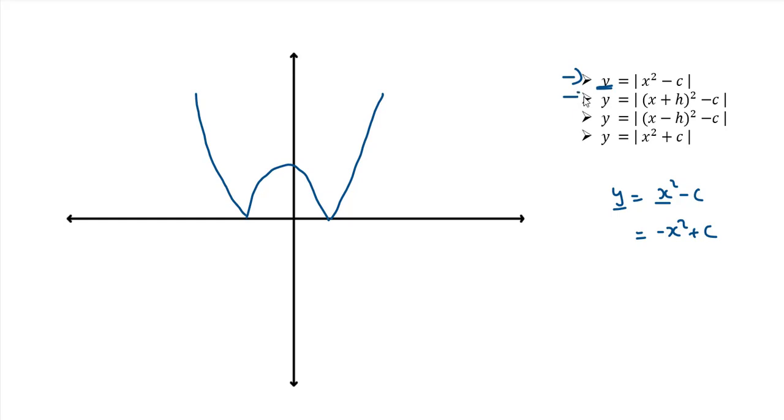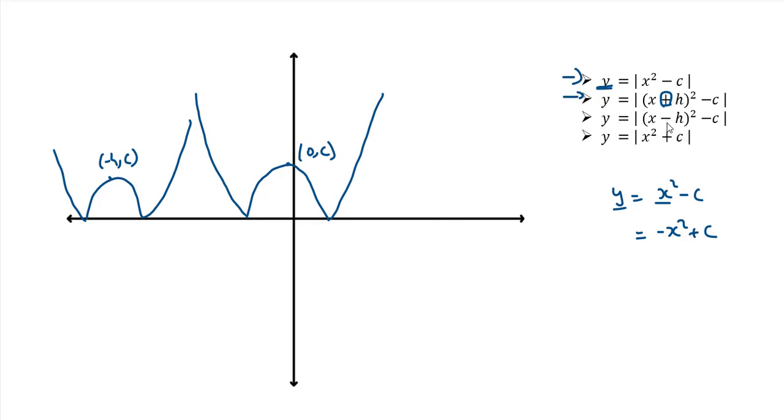Now for the second equation, the only difference is that we have added h to the x. So we have the equation mod of x plus h the whole square minus c. Because of this plus h, your shape will look like this, only that this entire graph will shift h unit towards the left hand side. In this case, the coordinate of this point is 0 comma c. So for the second case, the graph will look like this, and the coordinate of this point will be minus h comma c.